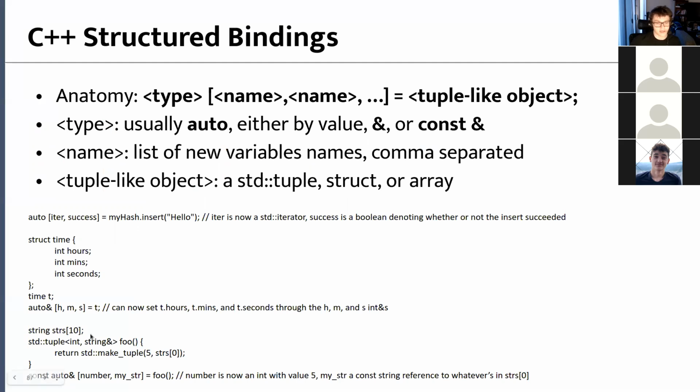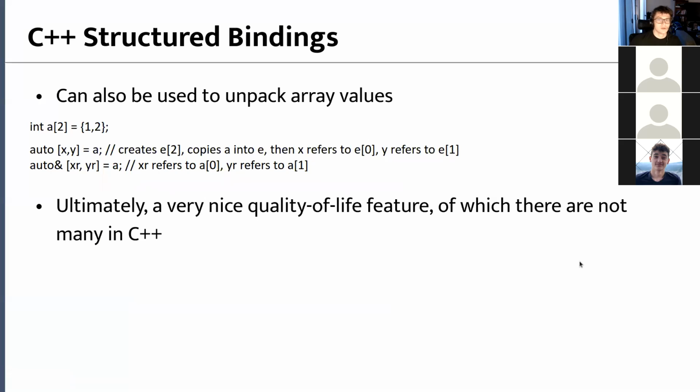And then similarly, kind of the idea I just talked about, if we have a function that returns a tuple, we can make variables which correspond to the return value of the function using structured bindings. This can also be used to unpack array values, just other stuff. All in all, though, this is just a nice quality of life feature. There are not many of these in C++, in my opinion, so we take what we can get.